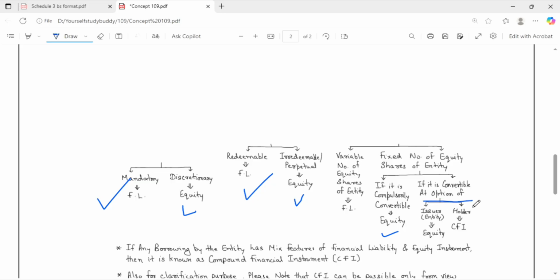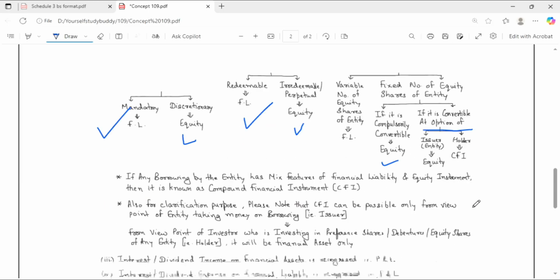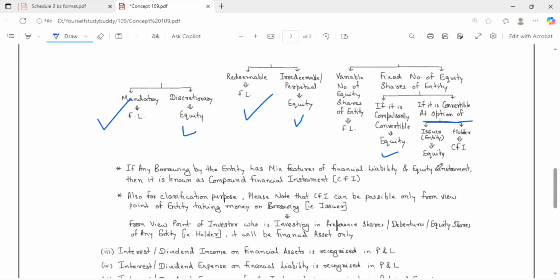Okay, but if there is an option कन्वर्टेबल का ऑप्शन है, सपोज आई एम एन इश्यूअर, मैंने डिबेंचर इश्यू किए हैं, ओके, और वो मेरे पास ऑप्शन है, मैं चाहूँ तो उसको इक्विटी शेयर्स में रिडीम करूँ, मैं चाहूँ तो उसको कैश में रिडीम करूँ, तो ऑप्शन इज ऑन issuer side. So in that case, we will show it as an equity, because Ind AS के हिसाब से ऐसा है कि अगर issuer को ऑप्शन दिया है तो there is a more chance he will choose equity.